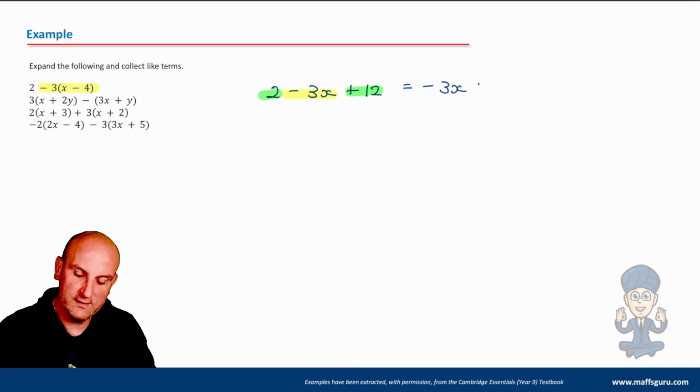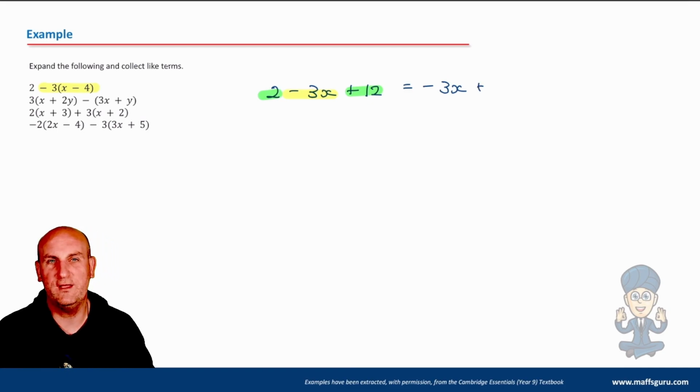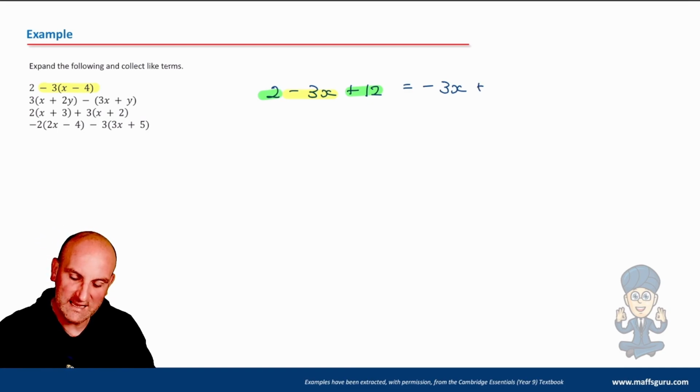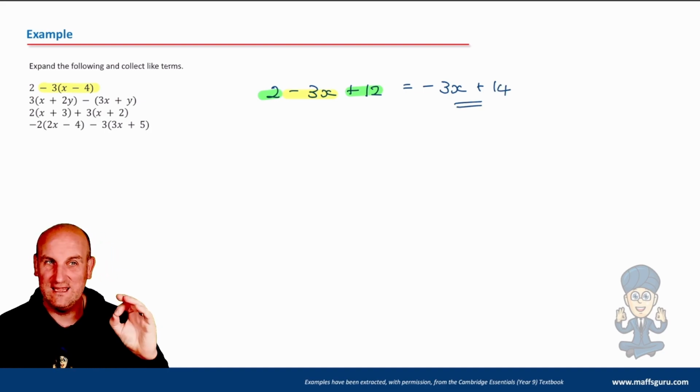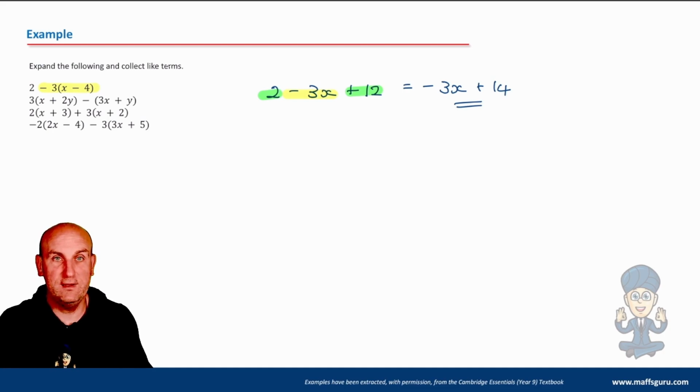2 plus 12 is plus, I think I just said 24, didn't I? I think I times them. 2 plus 12 is actually 14. Right? My brain is really powering forward here. So, first example done, minus 3x plus 14.